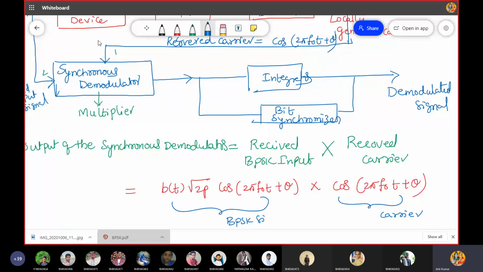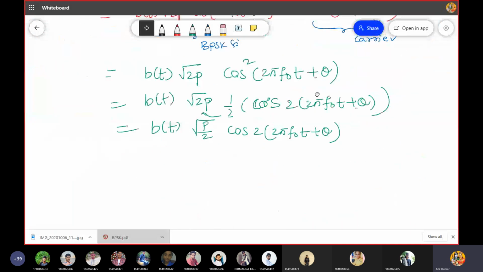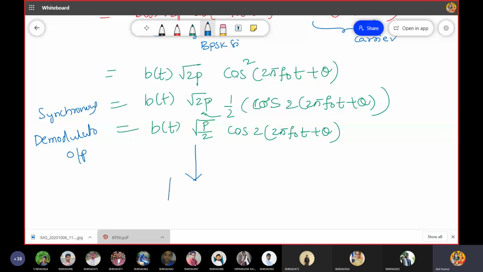So if you pass this particular signal through the integrator, this is called the synchronous demodulator output. If you pass this output through an integrator, it performs the integration and gives the binary bit sequences.